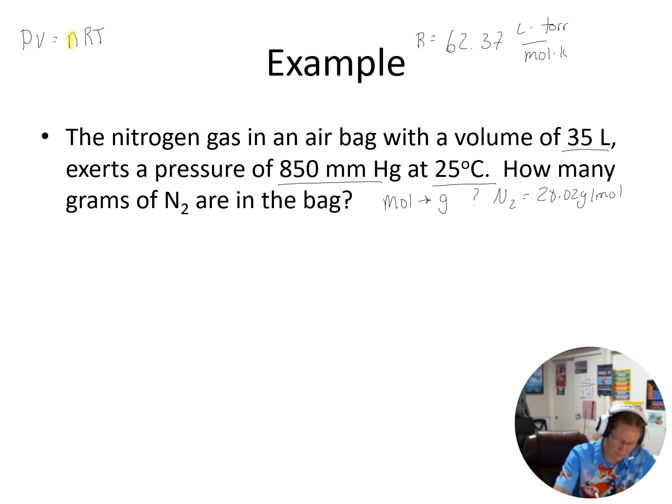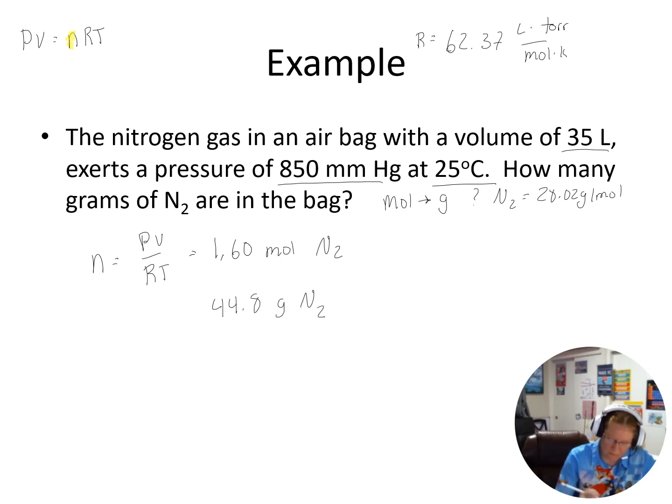So when you got moles, okay, you should get PV over RT, and you should have gotten 1.60 moles. And then from that, you should have gotten 44.8 grams. Okay, we had a volume of 35 liters, so 2 sig figs. So when all is said and done, this should round to 45 grams of nitrogen in the air bag.